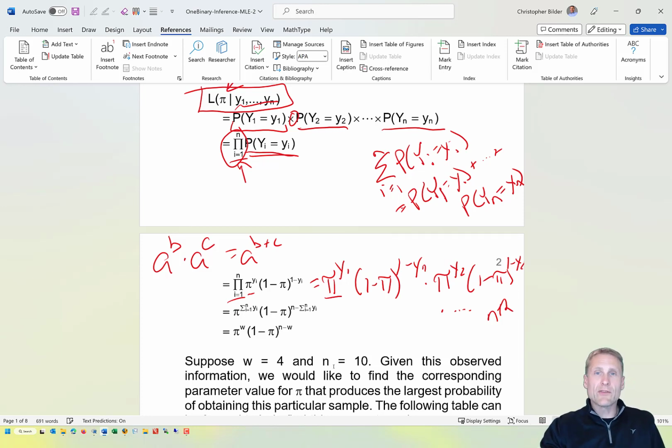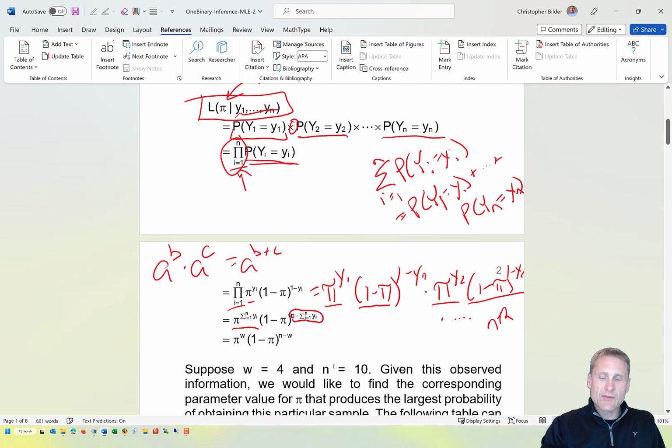Notice how I have pi raised to the y sub 1, I have pi raised to the y sub 2, I have pi raised to the y sub n. So what I can do is I can combine all these and add the corresponding exponents. And so in other words, I have pi raised to the sum of all these y sub i's from i equal 1 to n. Similarly, notice I have 1 minus pi raised to 1 minus y sub 1 power. I have a 1 minus pi raised to the 1 minus y sub 2 power. I just combine all these things corresponding to what's in the exponent. I sum those up. And so this is then what I'm left with.